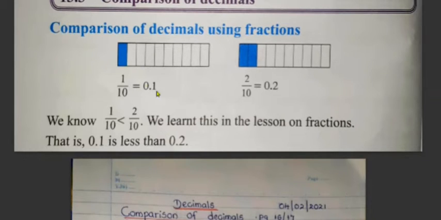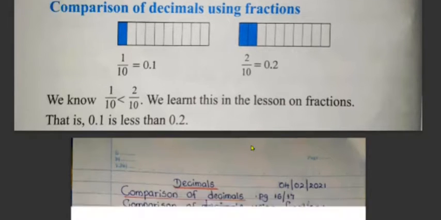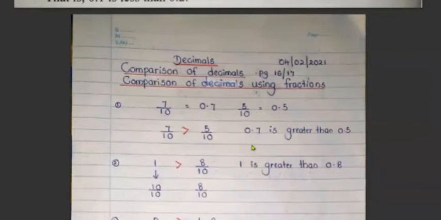Right? When you compare these two, which is the greatest one? You can see when you observe the diagrams, here two parts are shaded. Here only one part. So 0.1 is less than 0.2. 1 over 10 is smaller than 2 over 10. Right?